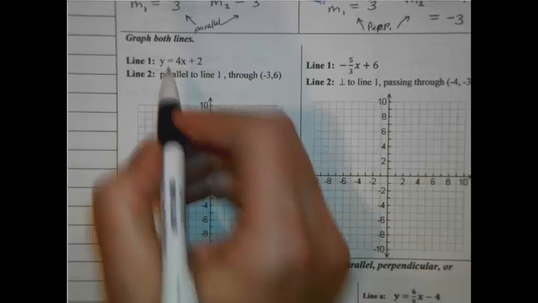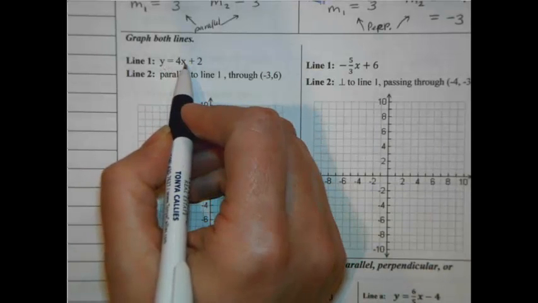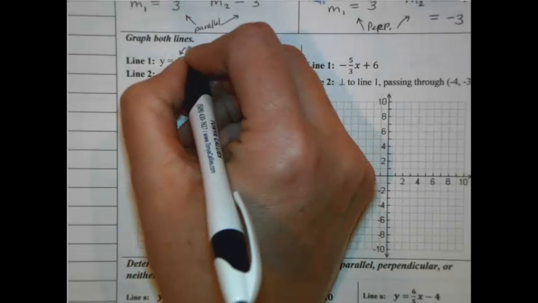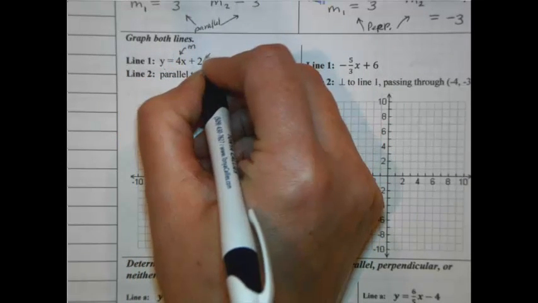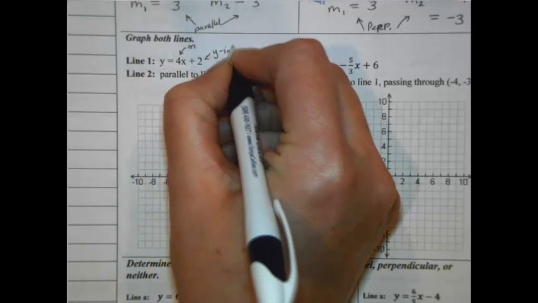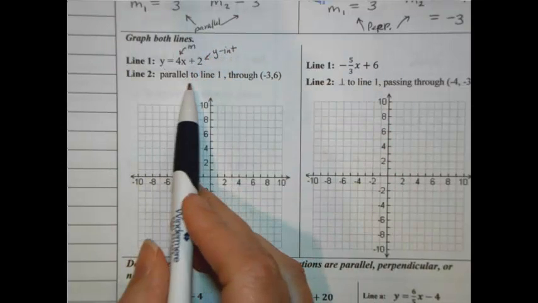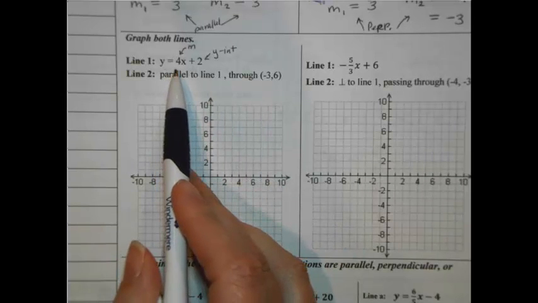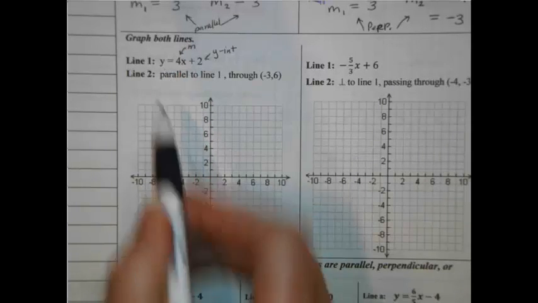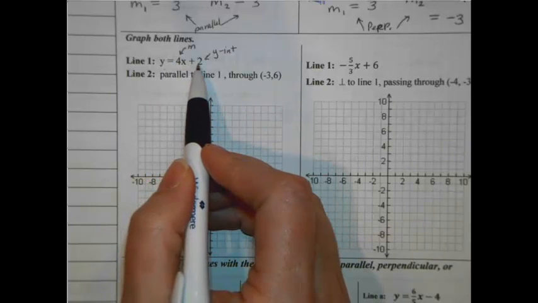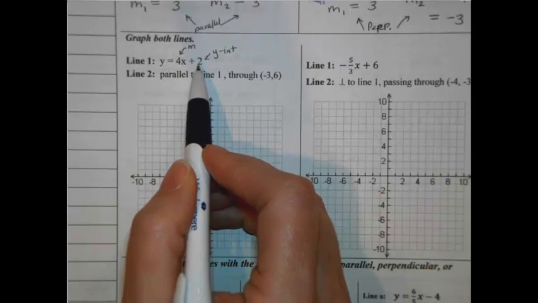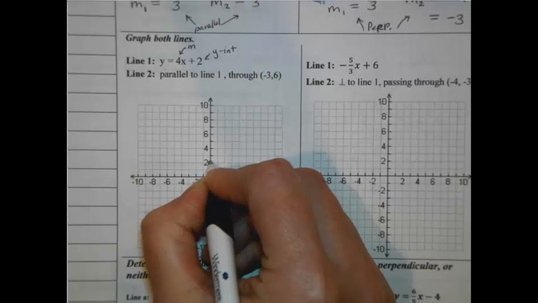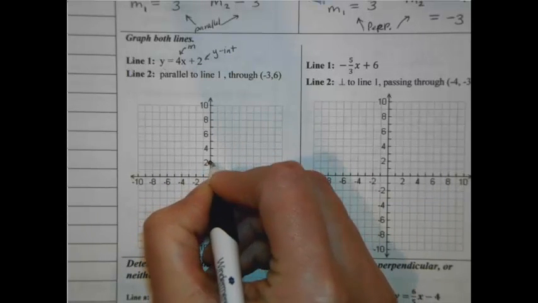Line number 1 has the equation of y equals 4x plus 2. This is the really familiar form: this 4 here is the slope, and our 2 is our y-intercept. Line 2 runs parallel to that and passes through this point. So we've got a lot to put together. Let's just start with line 1. Your first step is to plot your point. So step 1, let's put our y-intercept point on this picture right there at 2.